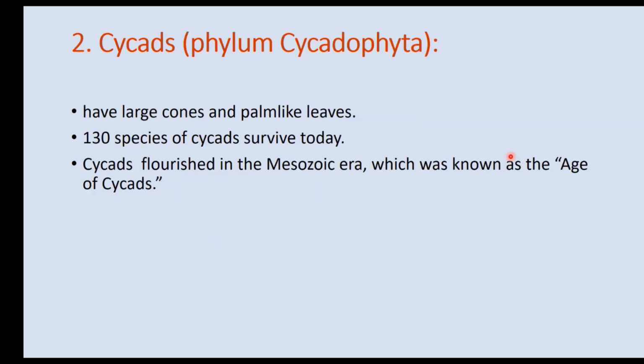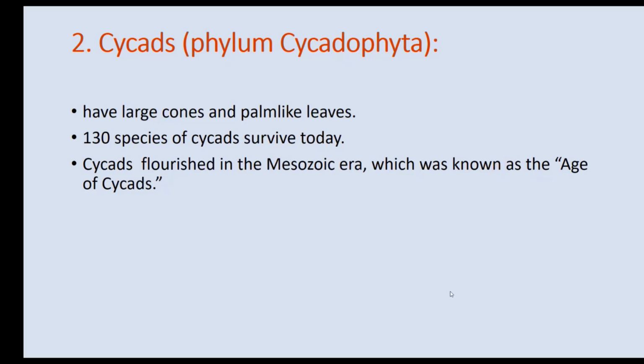The second one is the cycads, from the phylum Cycadophyta. You know the cycad plant. Anybody know cycad? Just show by your thumb. Okay, so you know cycad. They have large cones and palm-like leaves, and there are over 100 species of cycads which survive to today. Cycads flourished in the Mesozoic era, which is known as the Age of Cycads, when they were very prominent.